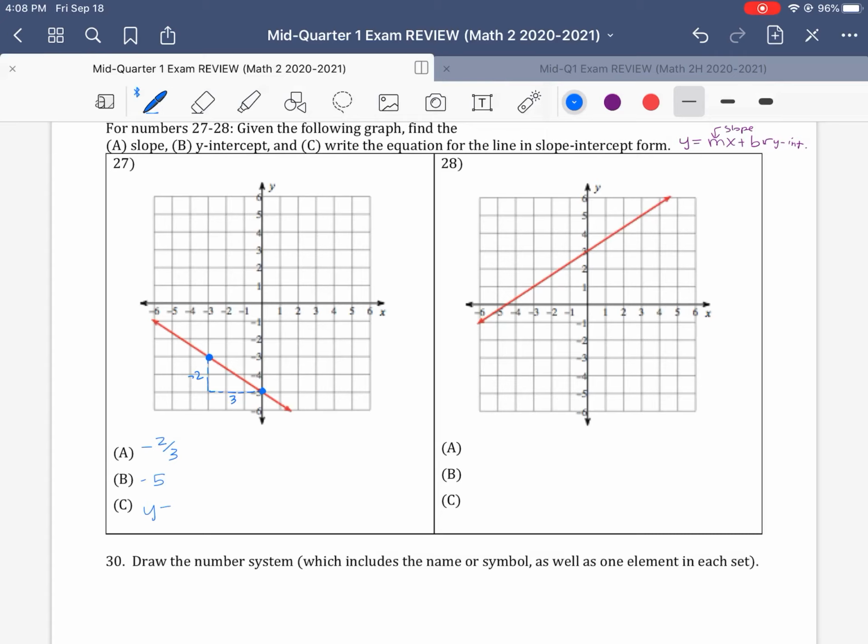And then our equation would look like y is equal to, we put our slope in, times x, subtract our y-intercept there. So there's our 3 pieces.